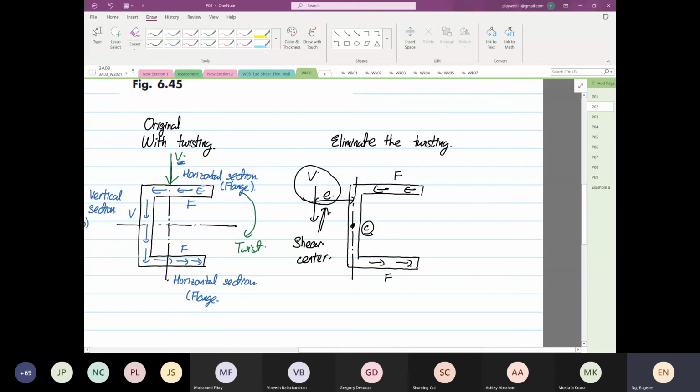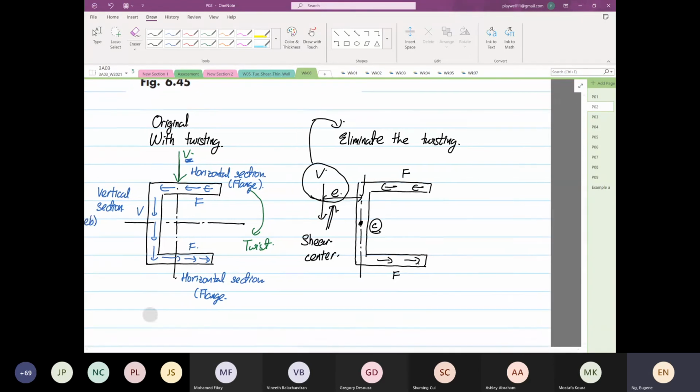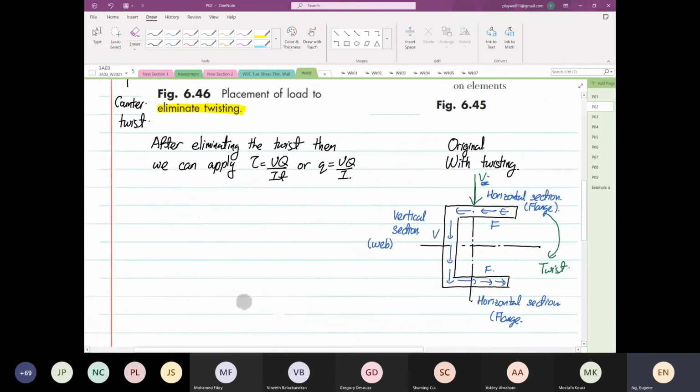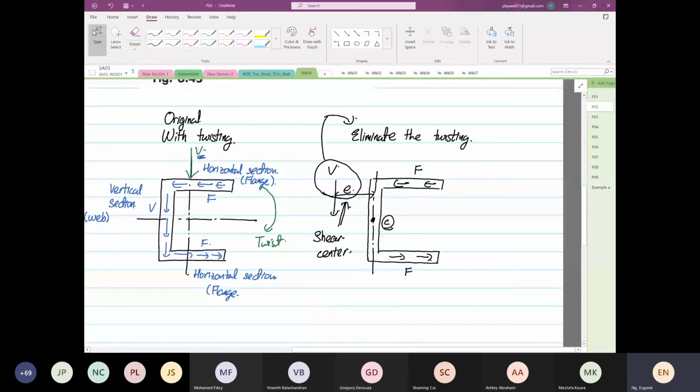This term over here, we are going to eliminate. This term over here will eliminate the twisting. So let me write a bit. If we come back to the original diagram, before that, any question?